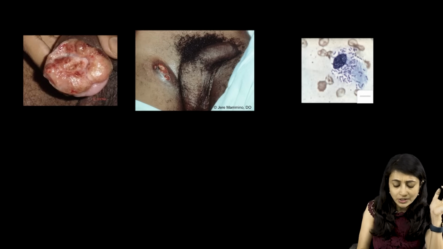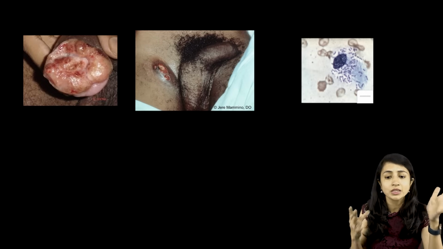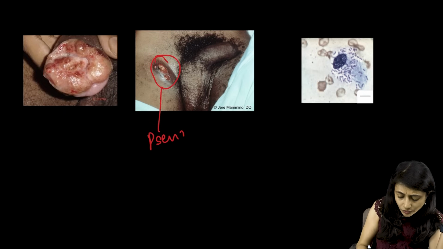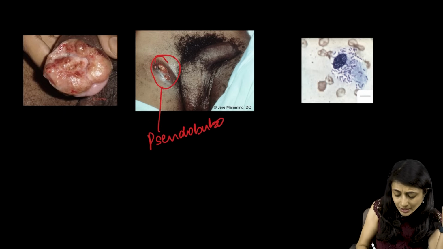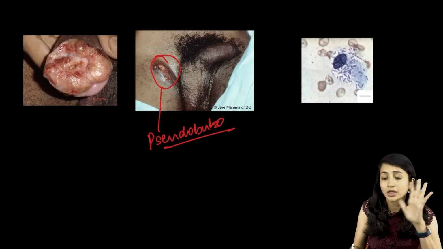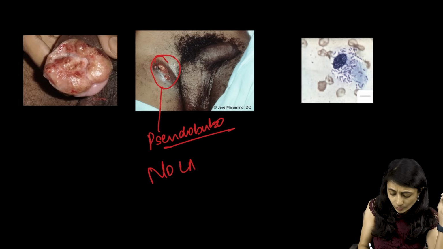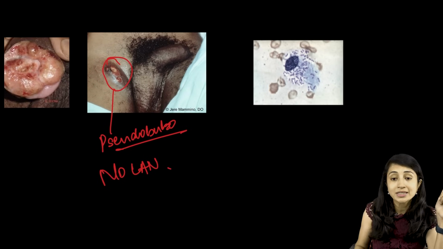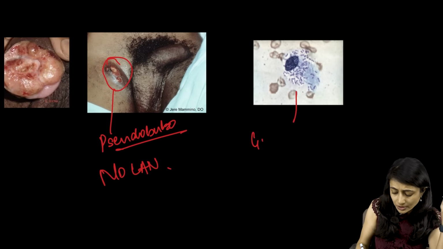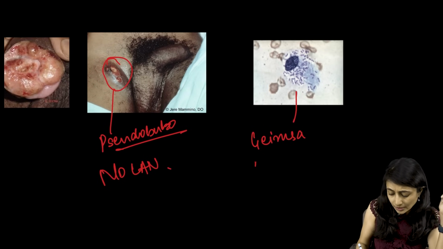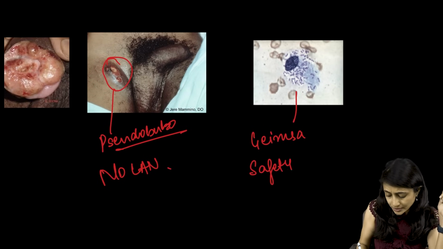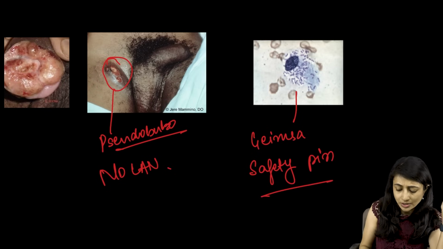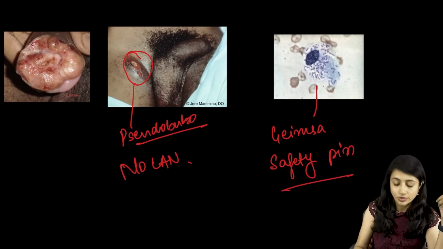What is this? We see a beefy granulomatous base. We know it is donovanosis. This is a pseudobubo. When a donovanosis ulcer happens at the site of the lymph node, but there is no lymphadenopathy here. And what do I see here? I see on Giemsa stain safety pin appearance. Safety pin appearance seen on Giemsa stain is the classical finding in donovanosis.